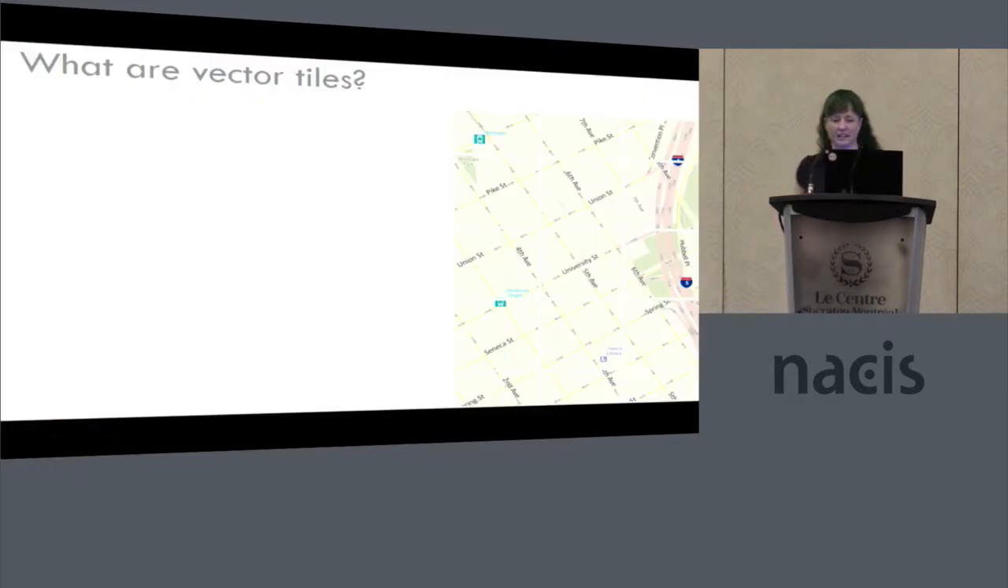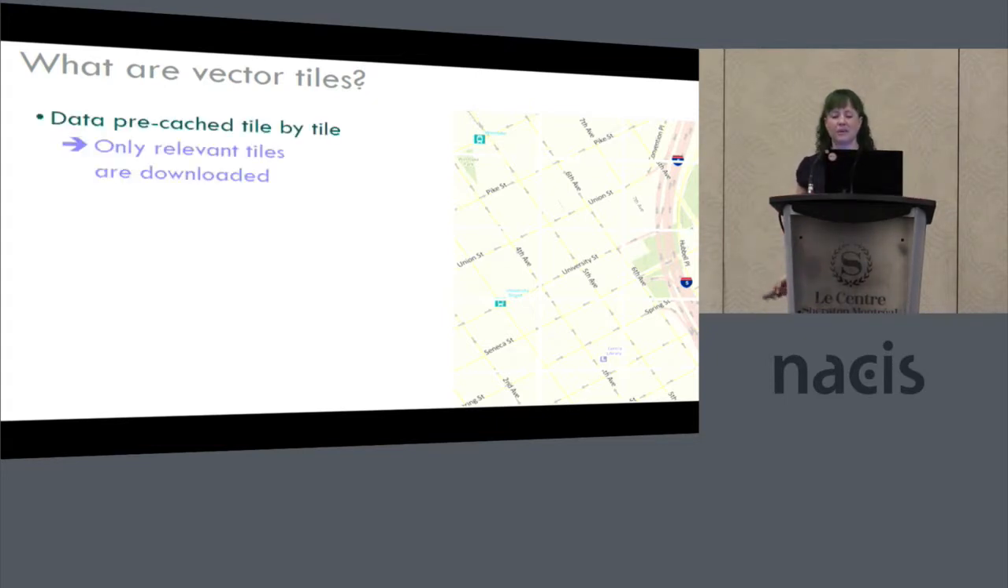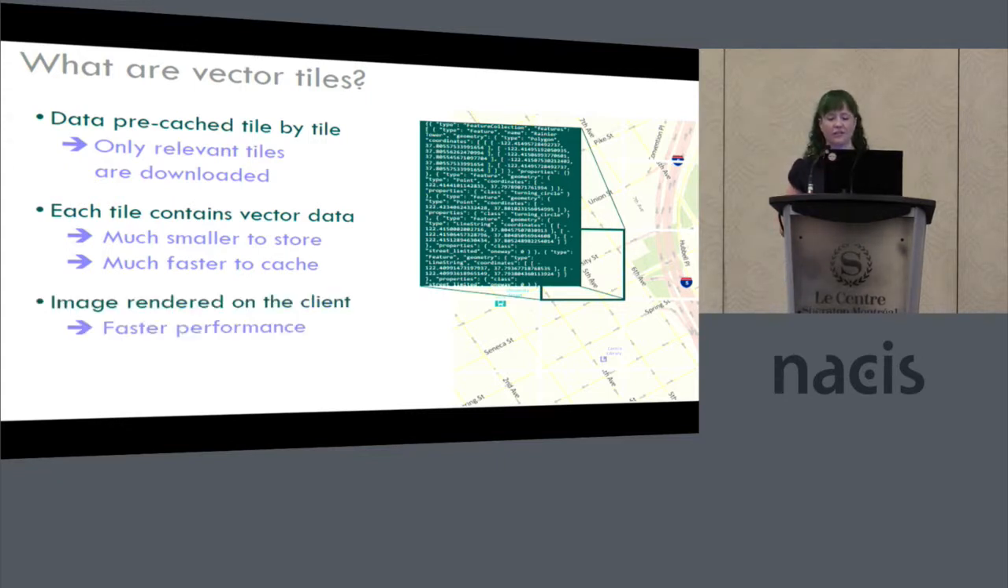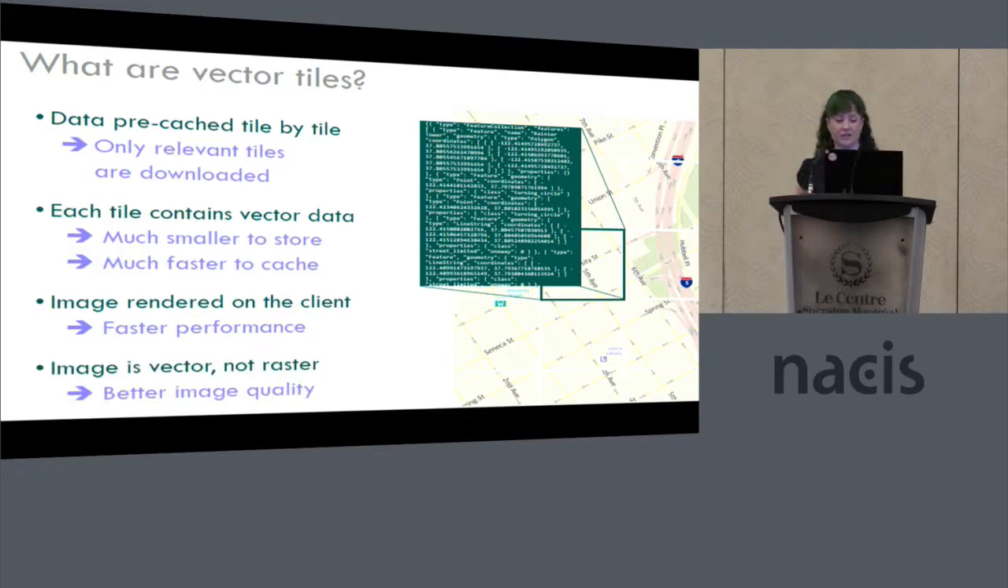I'll speed through this because Hamjul already covered this, but vector tiles are cached tile by tile. Each one contains vector data instead of raster data, much smaller to store, much faster to cache. The image is rendered on the client, and the image is a vector image, which leads to better image quality.